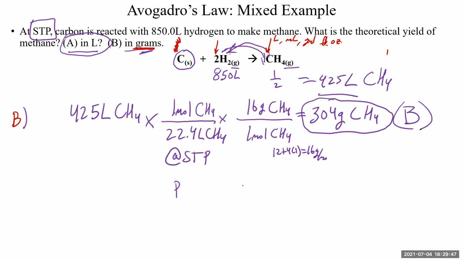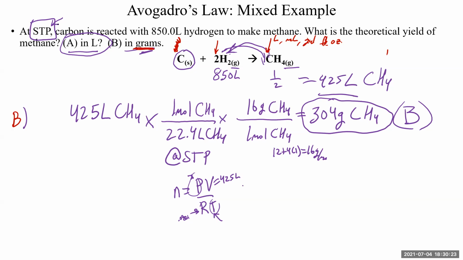If for some reason we weren't at STP, what we would have done is simply calculate n equals PV divided by RT. We would have plugged in a value for pressure, which we would need to have been given in order to solve this, and a value for temperature, which we also would have needed. This would have been 425 liters, nothing's changed there. And of course, the R value is 0.0821. So we'd have to have been given pressure and temperature. We were given pressure and temperature. Remember, STP is a specific temperature and pressure.